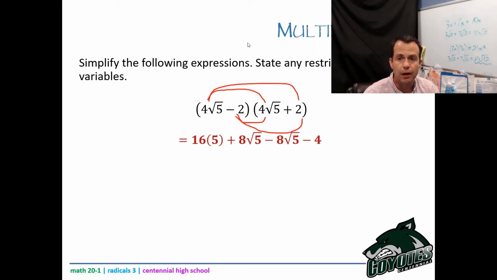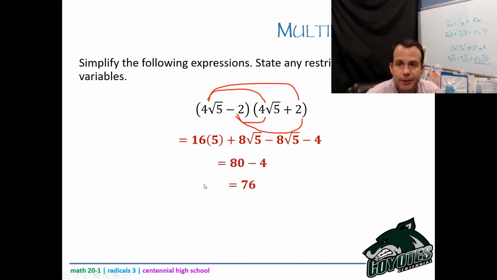Now I can simplify this. 16 times 5 is 80. I want you to notice my 8 root 5 and my negative 8 root 5. 8 root 5 minus 8 root 5 is nothing, so it's gone. So I end up with 80 minus 4, which is 76. Okay, 80 minus 4 is 76.